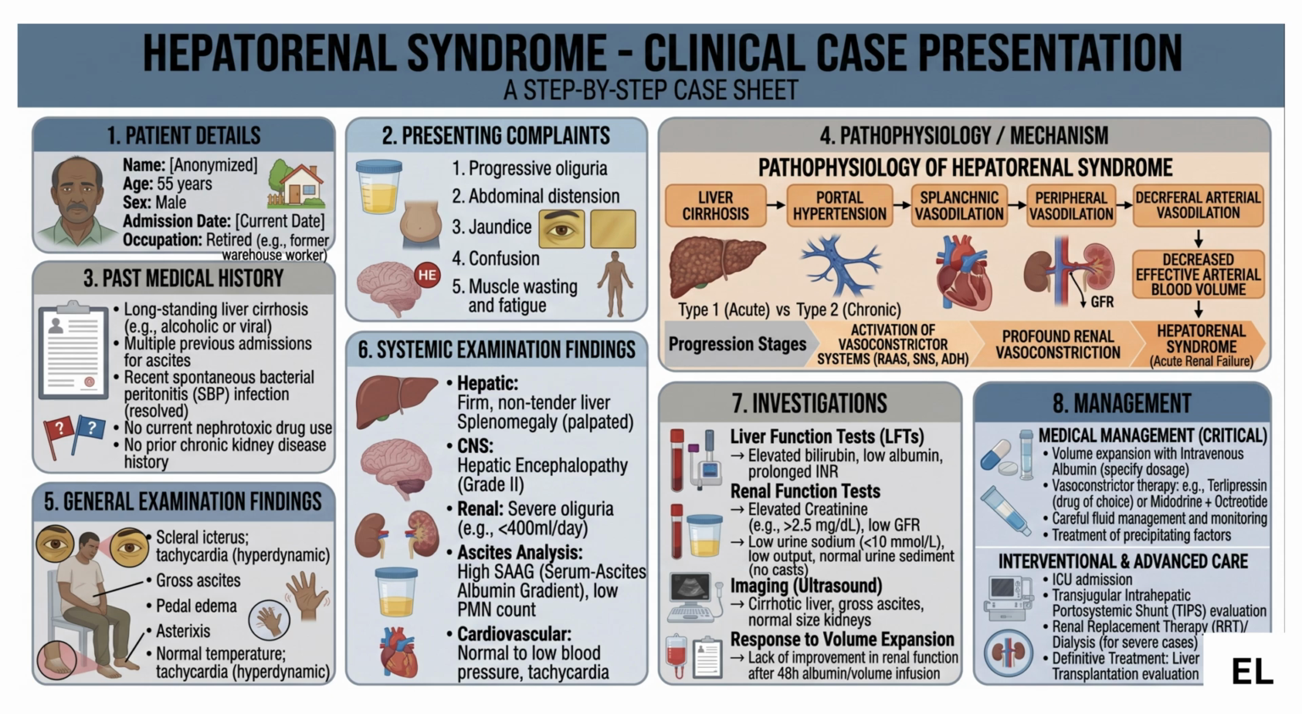The patient also has a recent history of spontaneous bacterial peritonitis, commonly known as SBP, which is a well-known precipitating factor for hepatorenal syndrome. Importantly, there is no history of nephrotoxic drug use and no prior chronic kidney disease, which helps us differentiate HRS from intrinsic renal pathology.